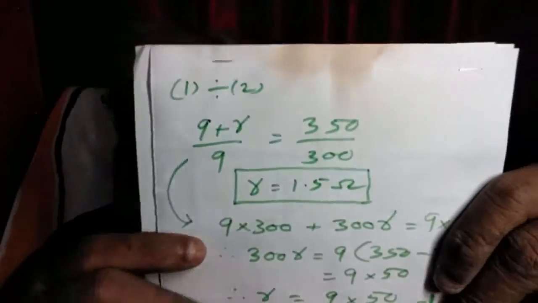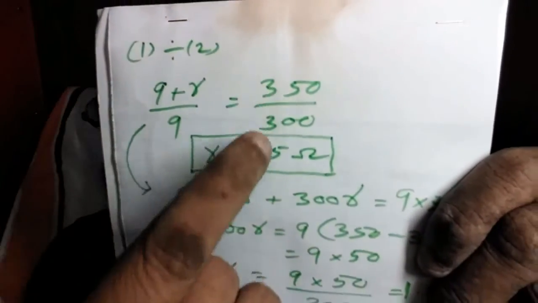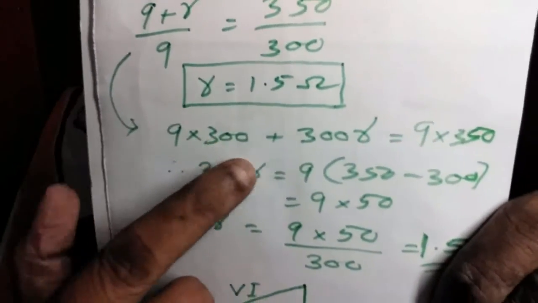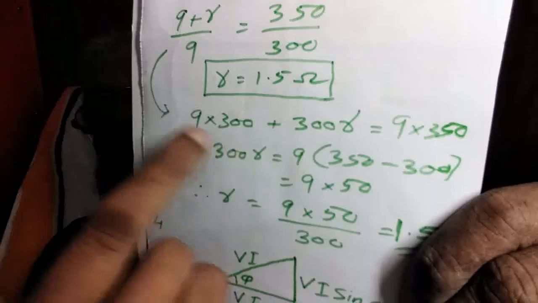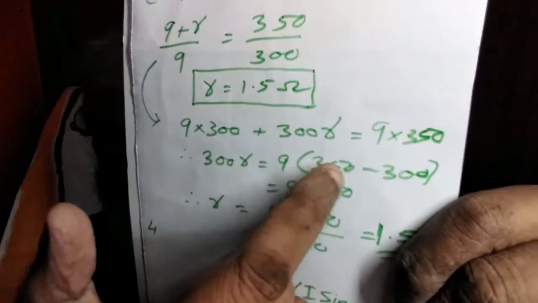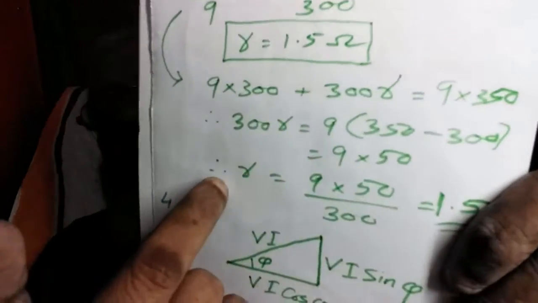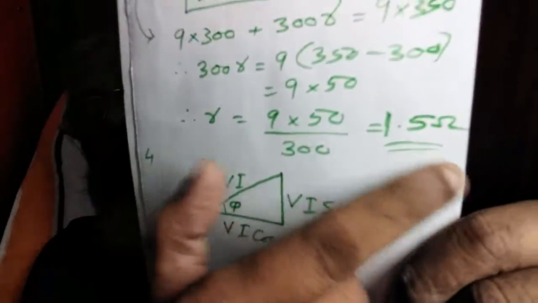You can solve these equations to get small r, the internal resistance. You divide equation 1 by 2, then you get 9 plus r by 9 equals 350 by 300. Cross multiply: 9 into 300 plus 300 into r equals 9 into 350. Take this to this side, then 9 into 350 minus 300 equals 300 r. This is 50 into 9, from which r equals 9 into 50 by 300, that is 1.5 ohm. That's the answer.